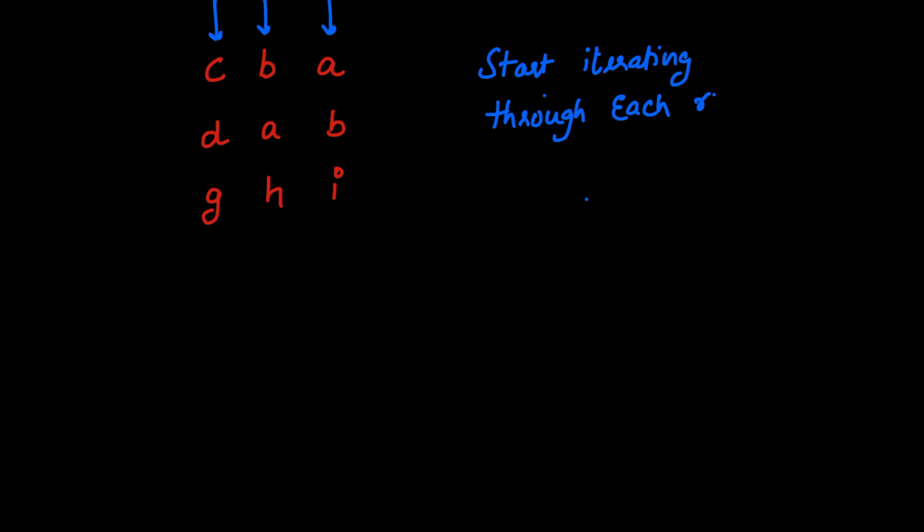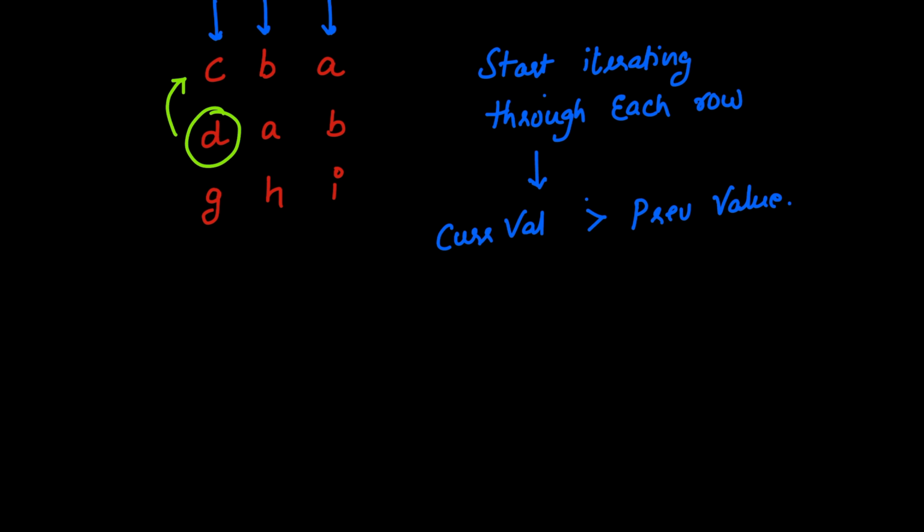We start by iterating through each row given in the grid and compare the cell value with the previous value in the same column. If the current value is greater, then no issues, but if it is smaller, then we need to delete that column. For instance, in this first column, D is greater than C, which implies it is sorted so far. So we continue with the iteration.